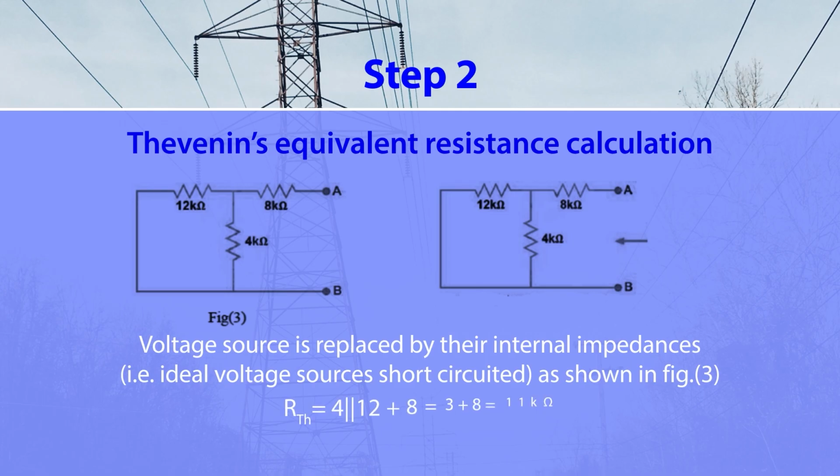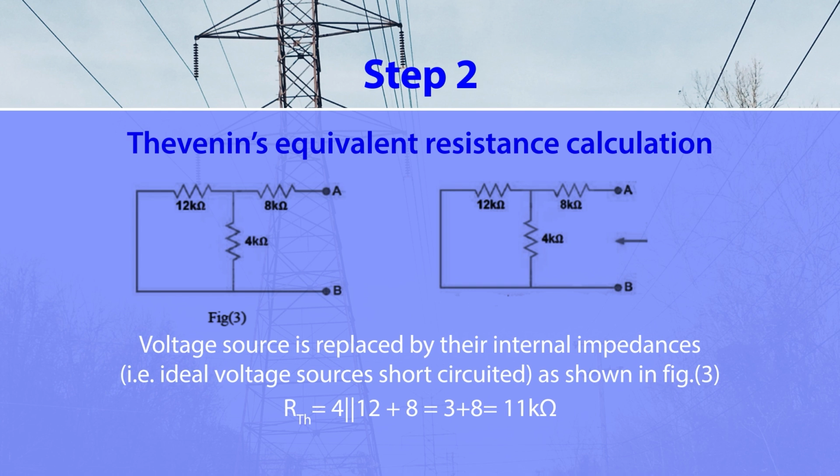In this step we have to find the Thevenin equivalent resistance. So how do we calculate it? Thevenin equivalent resistance is the equivalent resistance looking from two terminals into a network while all independent energy sources are replaced by their internal resistance. In this particular circuit there is only one ideal voltage source, so this ideal voltage source can be replaced by a short circuit. Here in figure 3 you have to look from terminals A and B. The 12 kilo ohm and 4 kilo ohm resistances are in parallel, and the equivalent of these is in series with the 8 kilo ohm.